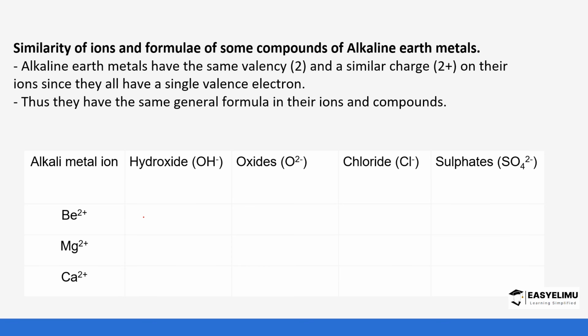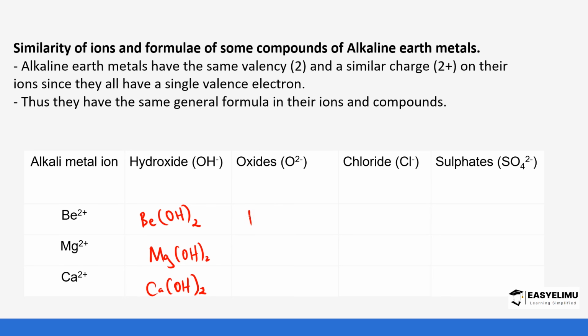For example, beryllium hydroxide will be beryllium. Remember we said we put the radicals in bracket and you put 2. Magnesium will be the same. You put the OH in 2 and then in bracket, and then calcium will also be the same. You put the OH in bracket. So the brackets are only possible if the radical is more than 1.